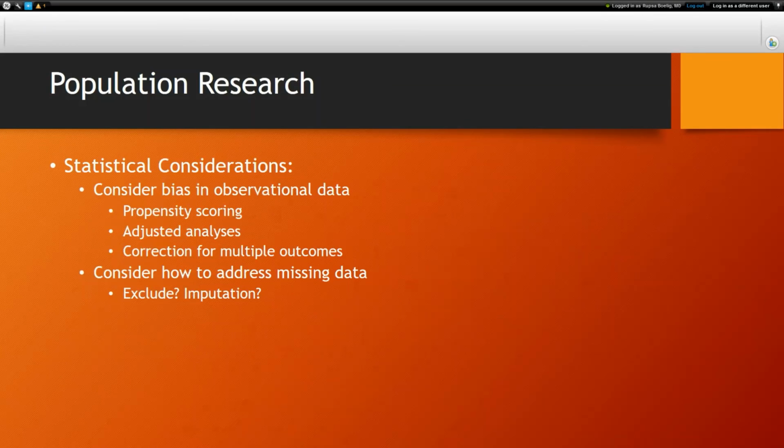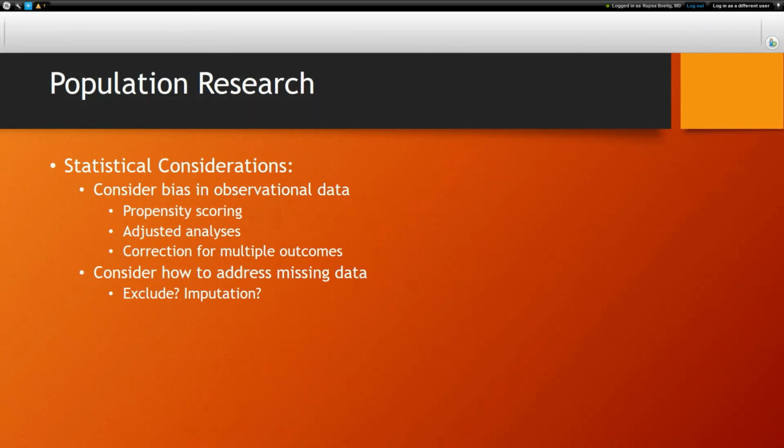The biggest things with population research is there's some important statistical considerations. When you're doing a population-based data set, that's observational data, not randomized trial data. So there's going to be bias that you have to adjust for. If you're looking at either association of a risk factor with an outcome or association of an outcome with a risk factor, you might do propensity scoring or other types of adjusted analyses in order to correct for those baseline differences that you will see between your groups.